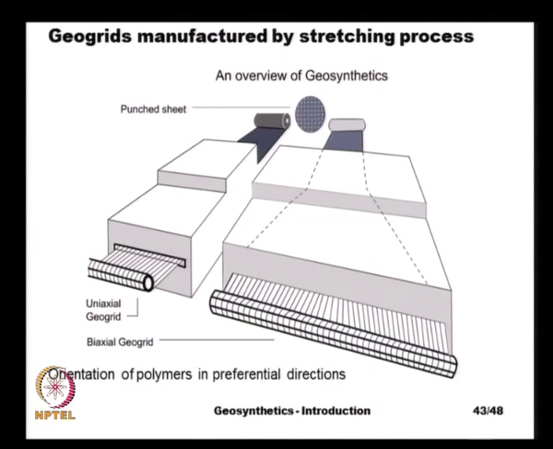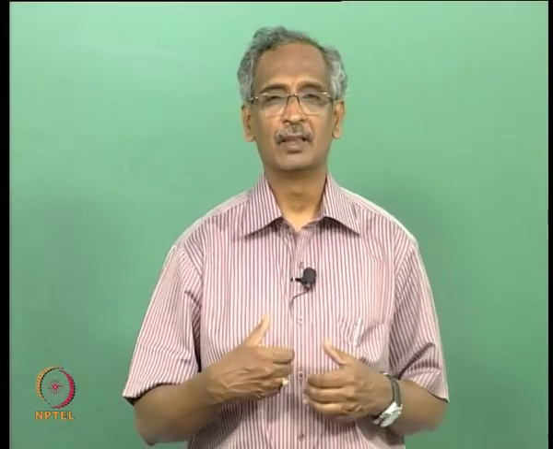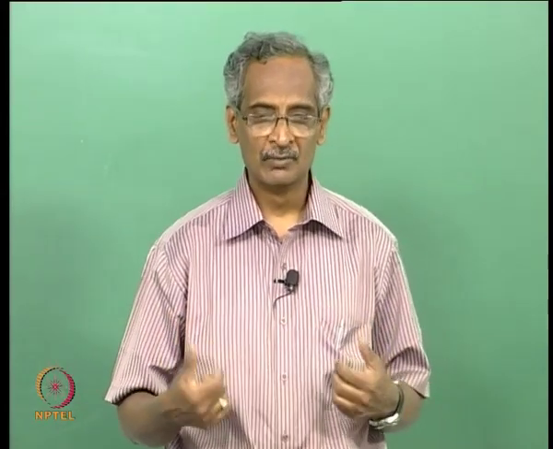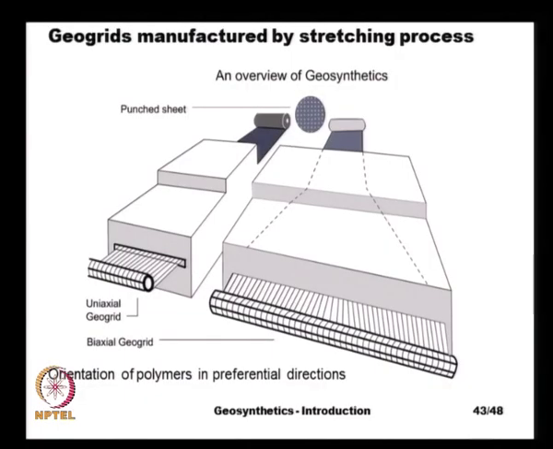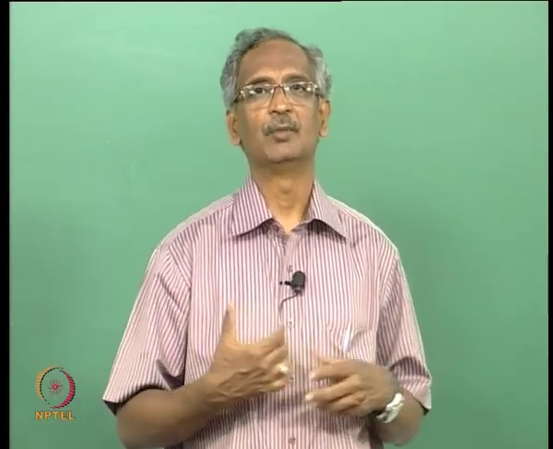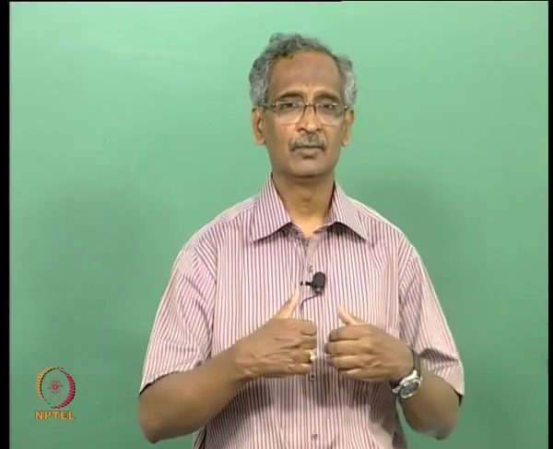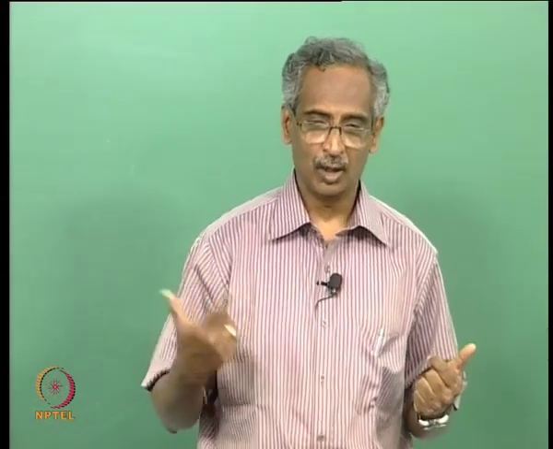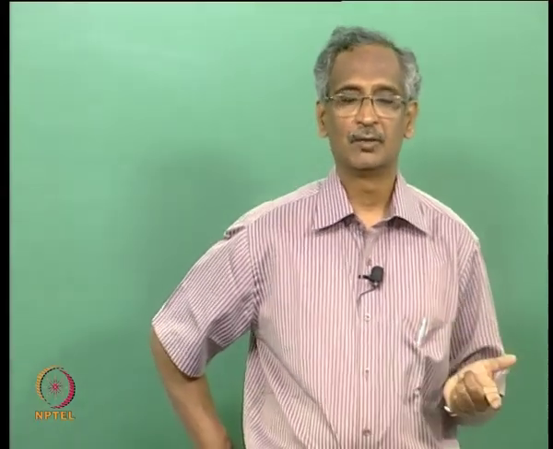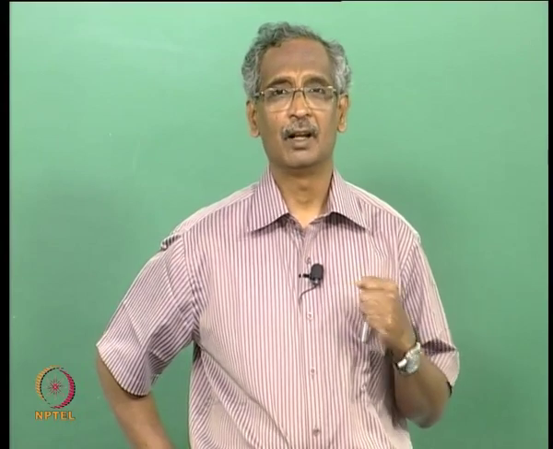In this slide you see the manufacturing procedure of the uniaxial and biaxial products. Basically in the stretching process, we take a plastic sheet, punch some holes in it, and then stretch it in one direction to produce uniaxial grids, or in two directions to produce biaxial geogrids. In these patented processes, the polymer sheet is heated to some temperature and stretched, so we orient the polymers in preferential directions, either one direction or both. Once the polymers are oriented, the strength becomes very high. Most of these products are also mixed with stabilizers like carbon black and other things, so that they can last for a very long time.